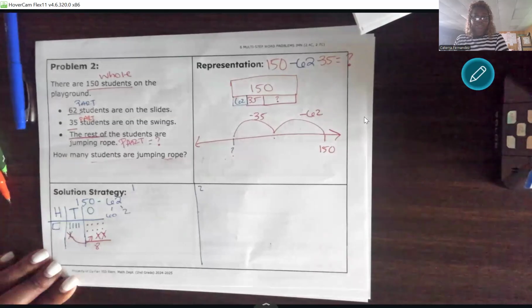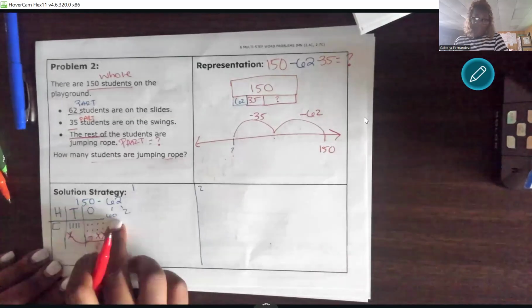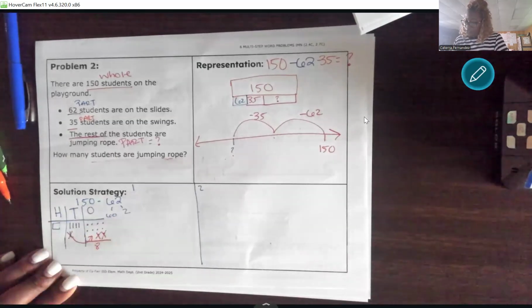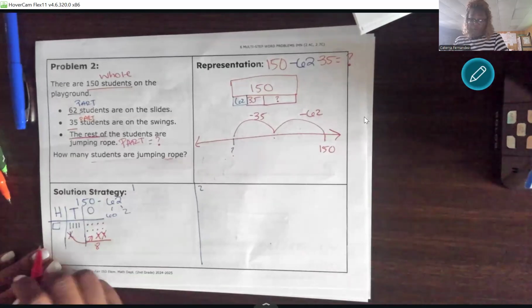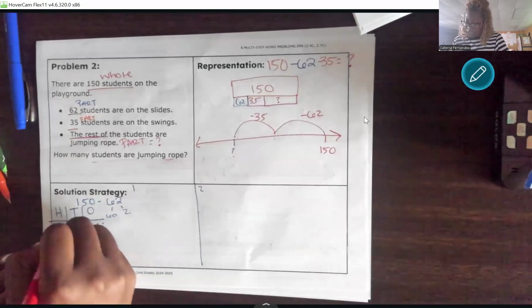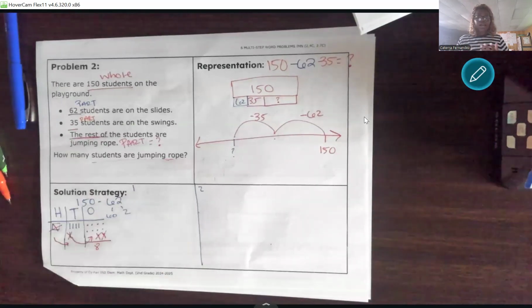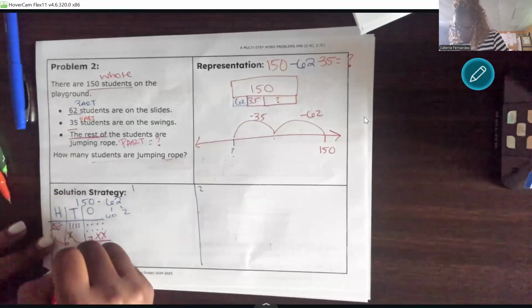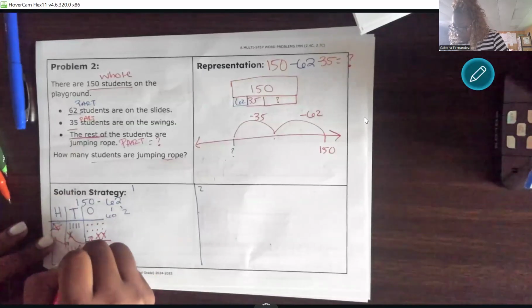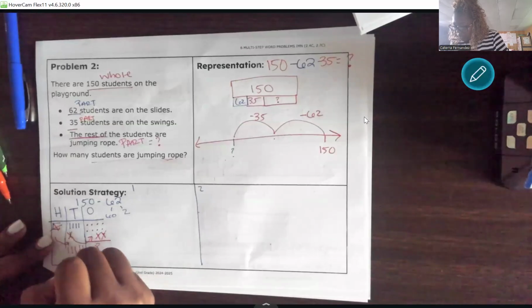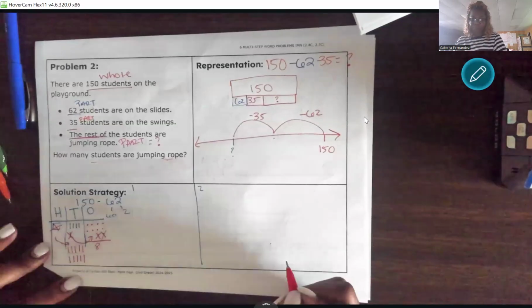Now we have to borrow from the hundreds because we don't have 60 tens here. We only have 4. So we must X, draw an arrow. 100 will give us 10 rods. So 1, 2, 3, 4, 5, 6, 7, 8, 9, 10.